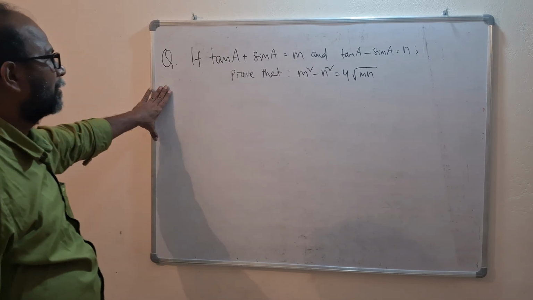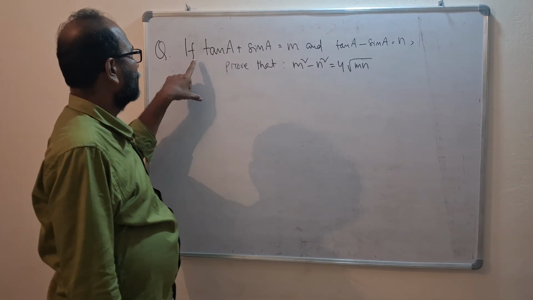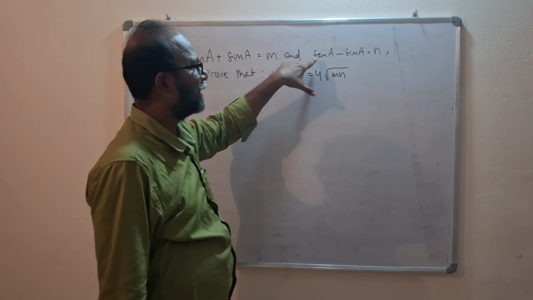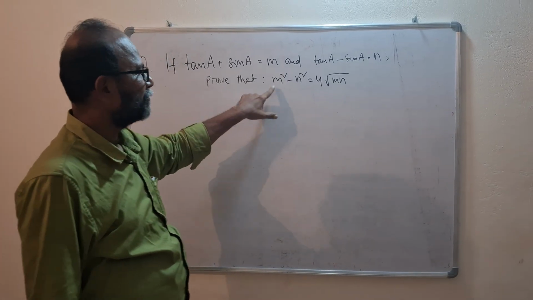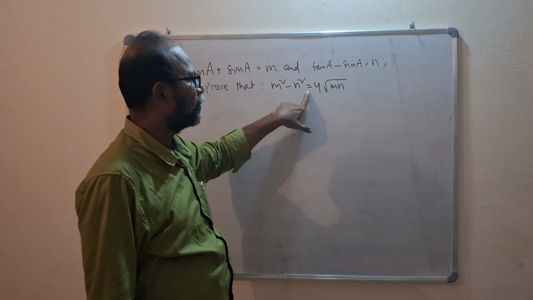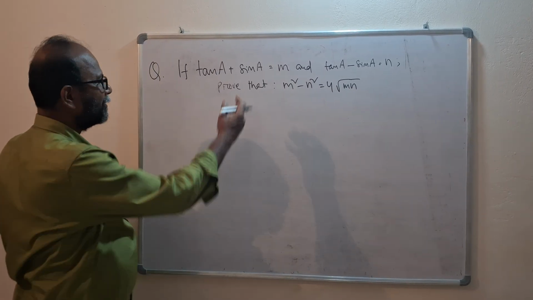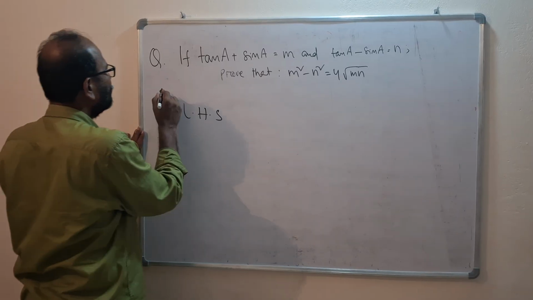Okay. Today we will discuss the proof. If tan A plus sin A is equal to m and tan A minus sin A is equal to n, prove that m square minus n square is equal to 4 square root of mn. So we will take the LHS for the solution.